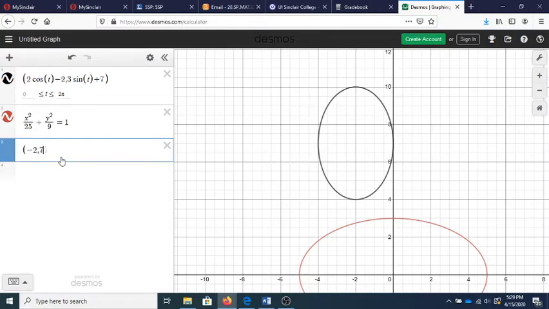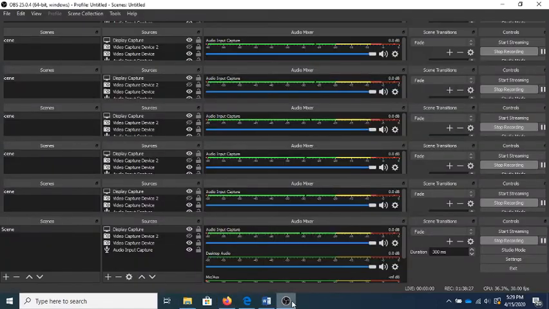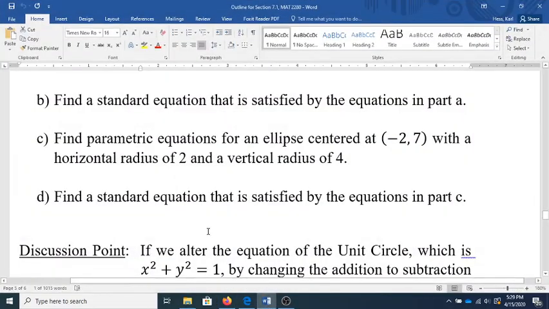Let's just put that point in so that we can visually confirm that it looks like it's right in the middle of the ellipse. And it's got a horizontal radius of 2 and a vertical radius of 4. It looks good. Now, I'm guessing that part D on my outline was find the standard equation.